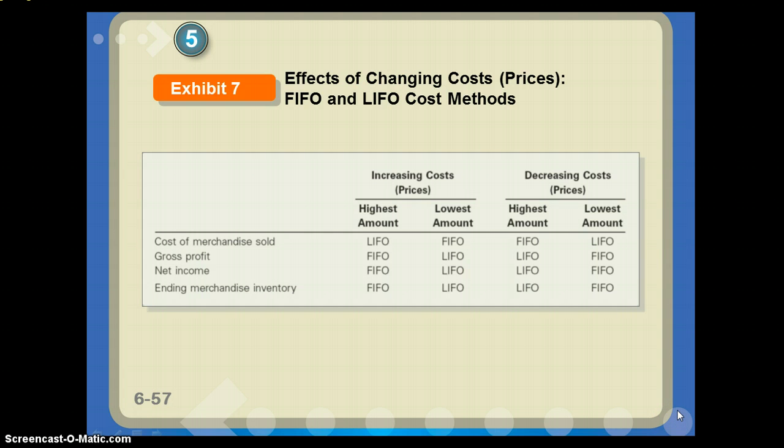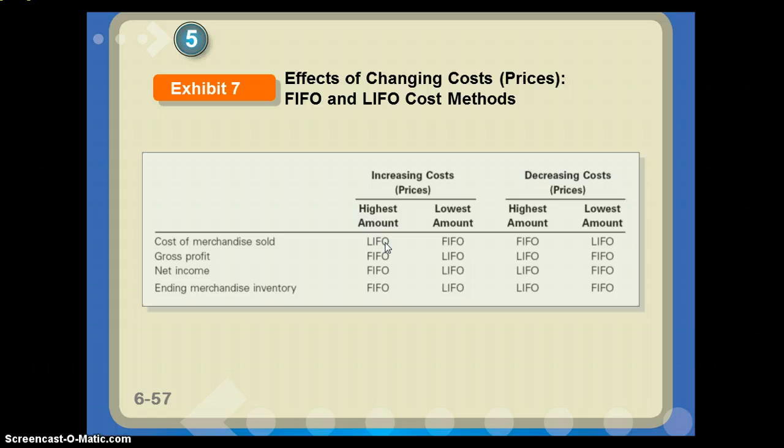We also take a look at this chart here. If you're looking at increasing costs or decreasing costs, if costs are increasing, cost of merchandise sold is going to be highest under LIFO, and it's going to be lowest under FIFO, because with increasing costs for LIFO, last in, first out, the highest priced merchandise is sold last, so you'll see the highest amount on the income statement for cost of merchandise sold, because that was the merchandise that was sold most currently.